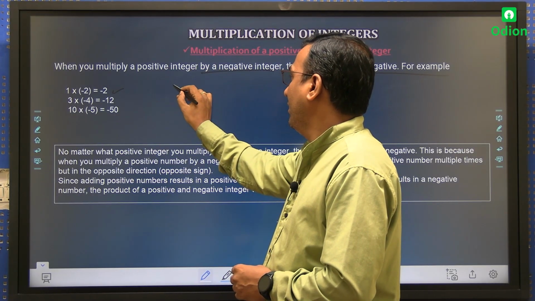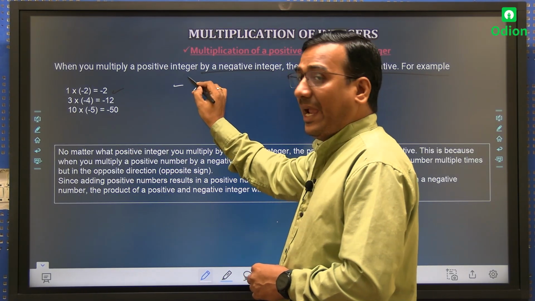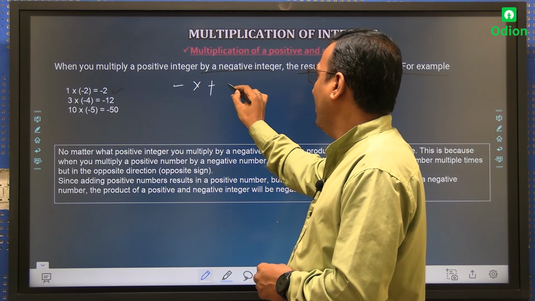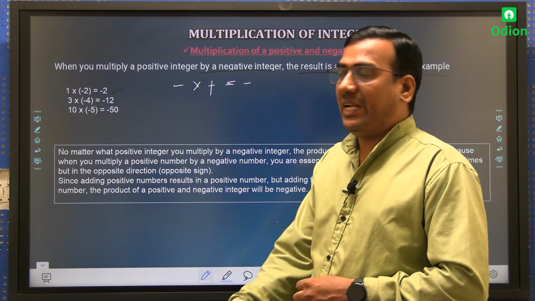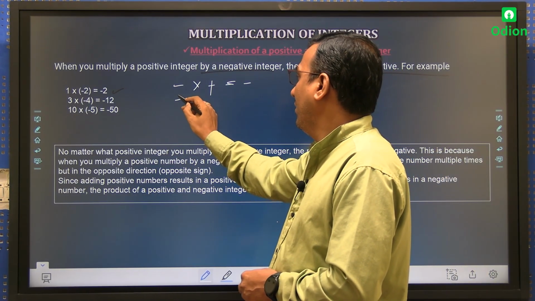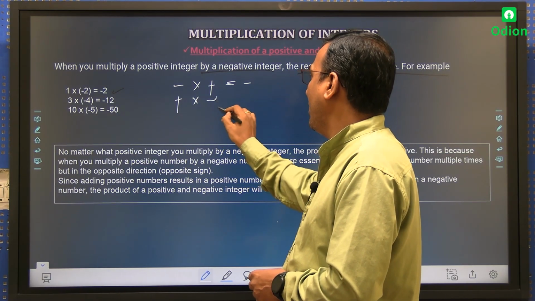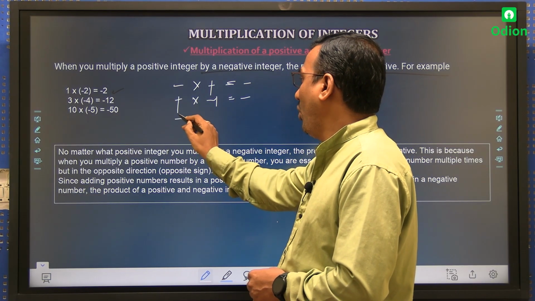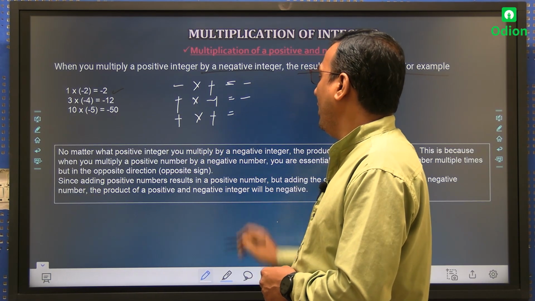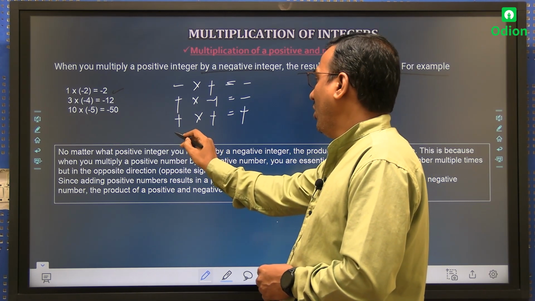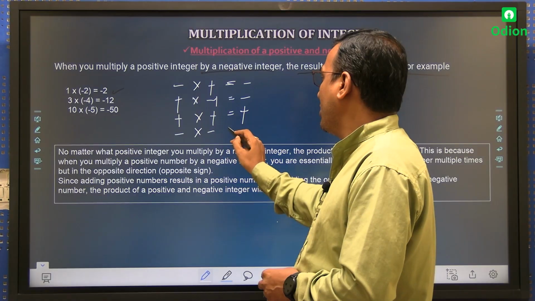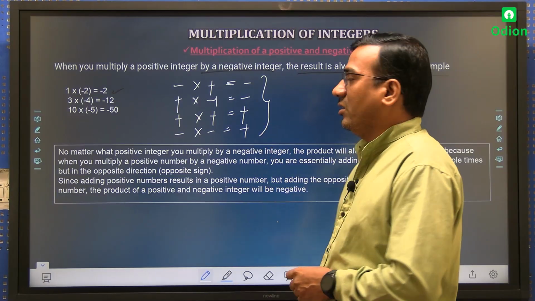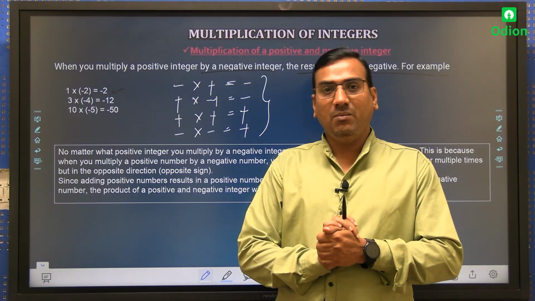If we multiply a minus, meaning negative integer, with a positive integer, the result is minus, meaning a negative integer. If we multiply a positive integer with a negative integer, it also gives a negative integer. If we multiply both positive integers, then the answer will be a positive integer. When we multiply both negative integers, the answer will be a positive integer. You just have to remember these shortcut tricks when you go for multiplication.